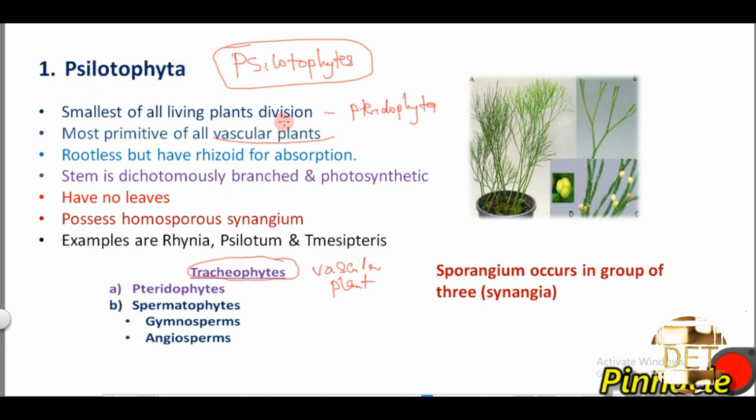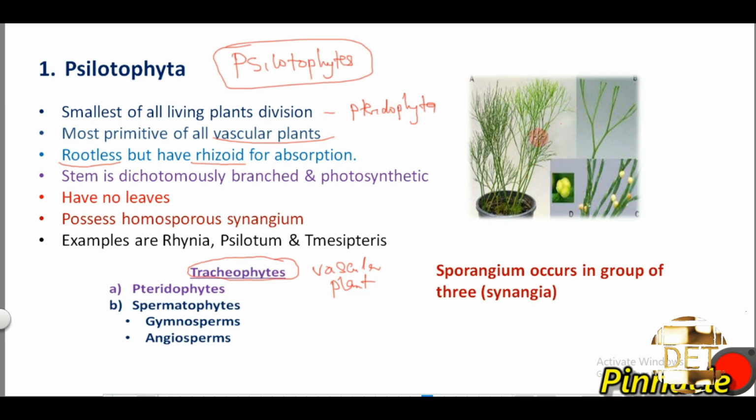They are the smallest of all living plant divisions in the phylum Pteridophyta, and also they are the most primitive of all vascular plants. So this is very important. You can be asked in the exam which of the following is the most primitive of all vascular plants. You should know they are what? The coelentophytes. Then these plants are rootless, but they have rhizoids for absorption.